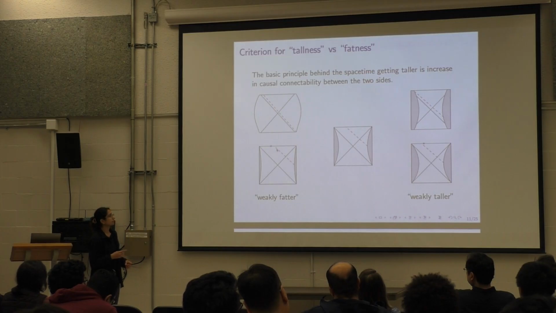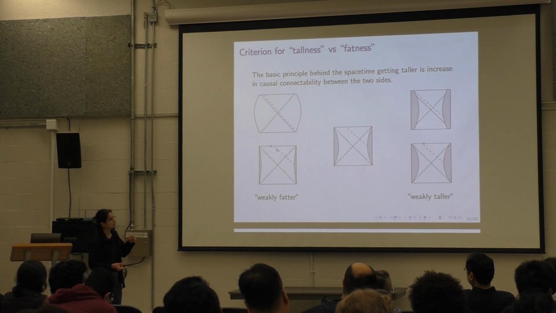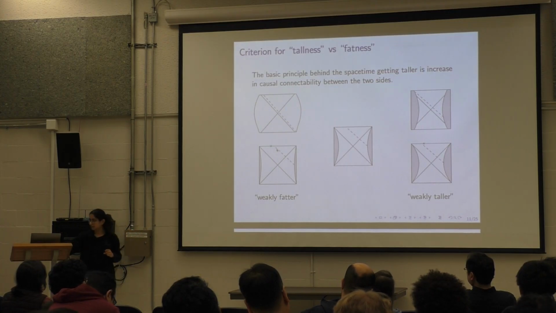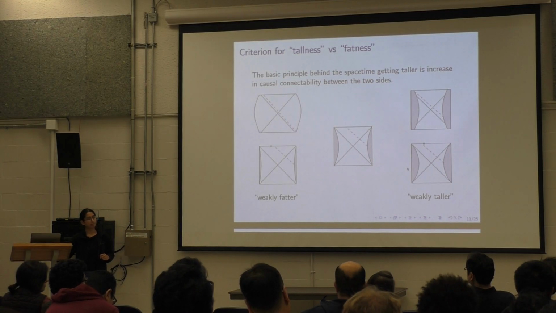Mm-hmm. I was having a little trouble understanding what weakly taller means. Weakly taller is the bottom right picture, right? Right. So for weakly taller, the two boundaries are still causally disconnected compared to the... Weakly taller just looks to me like the original Penrose diagram of de Sitter space.